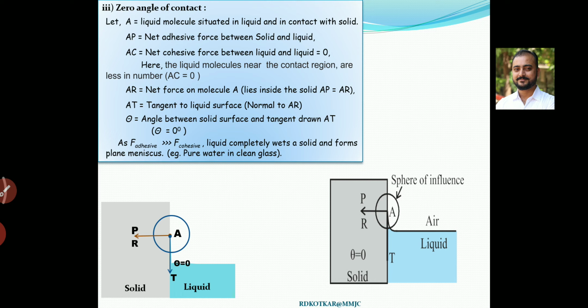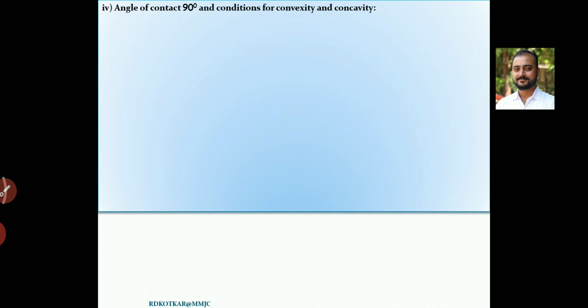Okay, the next point that we have to start is angle of contact 90 degree and conditions for convexity and concavity. Okay, so friends, understood what I am saying. Here we have to form the angle of contact as 90 degree. Means the angle of contact should be 90 degree. In this case, what we have to achieve? The angle in between the tangent drawn to the liquid surface and the solid surface should be equal to 90 degree. Simple. Okay, and for achieving that, what we have to consider?